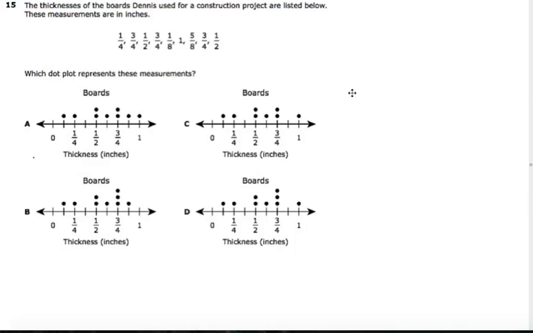Number 15. The thickness of the boards carpenters used for a construction project are listed below. These measurements are in inches. Which dot plot represents these measurements?